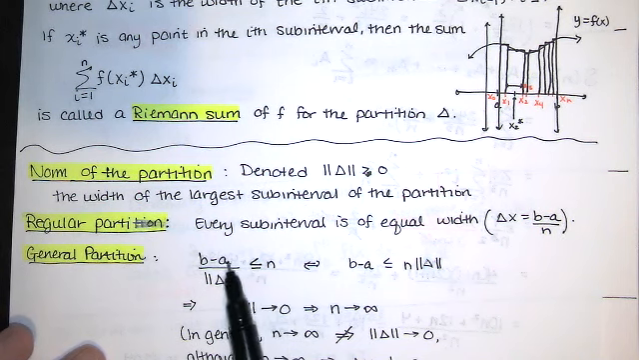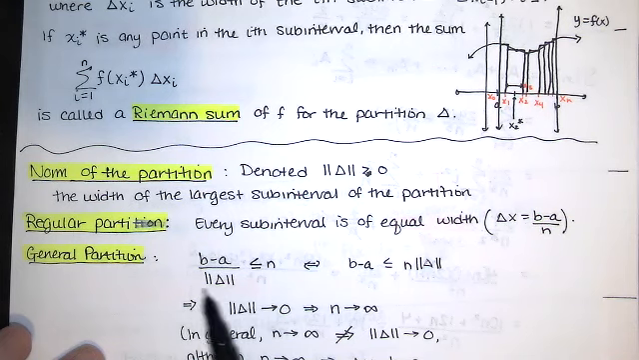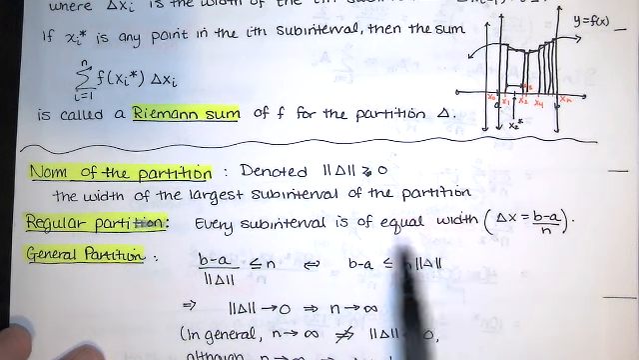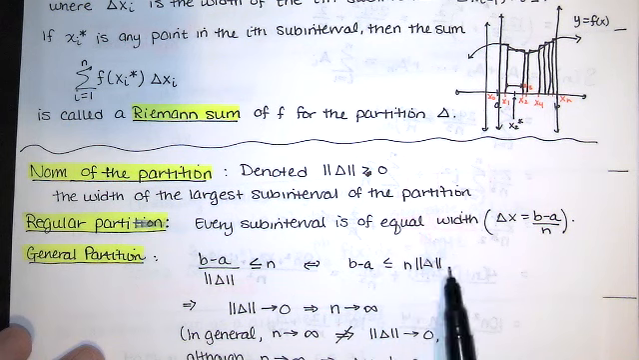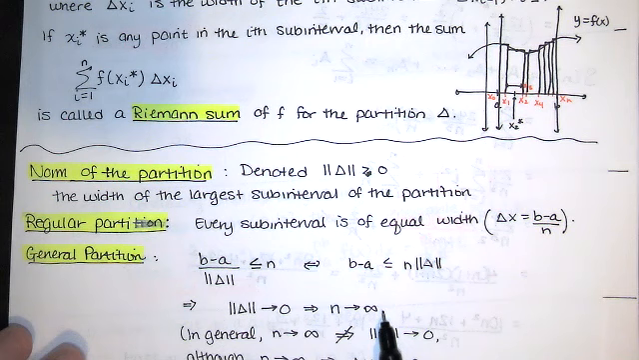So if this positive number over a tiny positive number is large, and it's getting larger and larger as that denominator gets smaller and smaller, this fraction is going to infinity, and n has to be greater than or equal to that. So as the norm of the partition approaches 0, the number of rectangles has to go to infinity, because this inequality holds true. We're guaranteed that if this goes to 0, n goes to infinity.